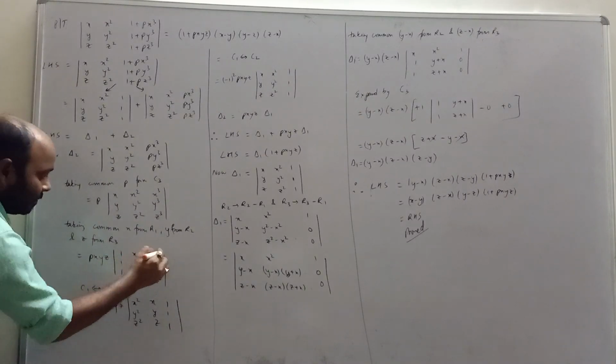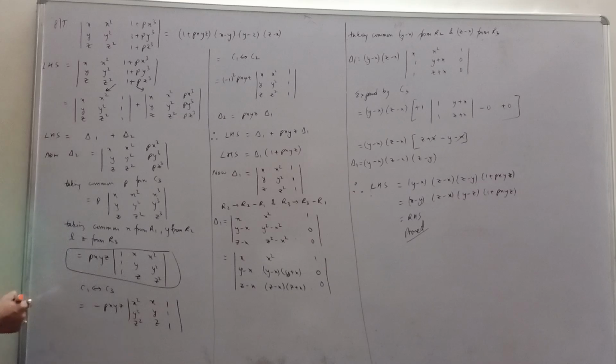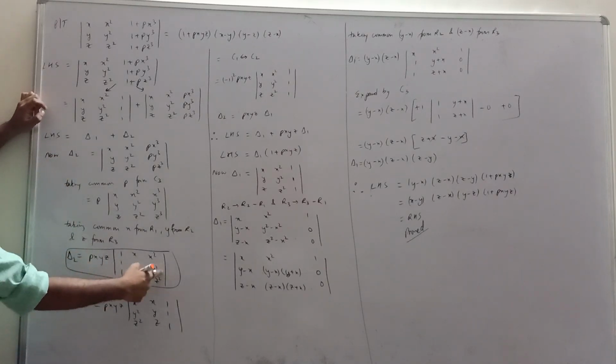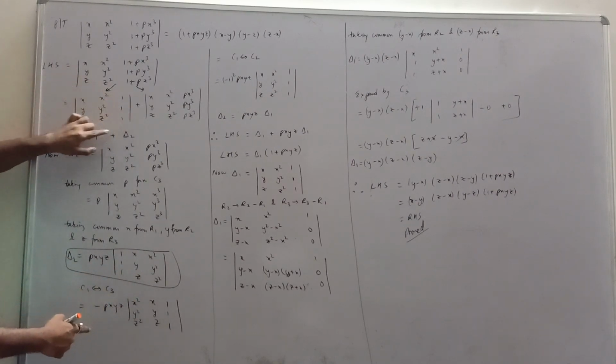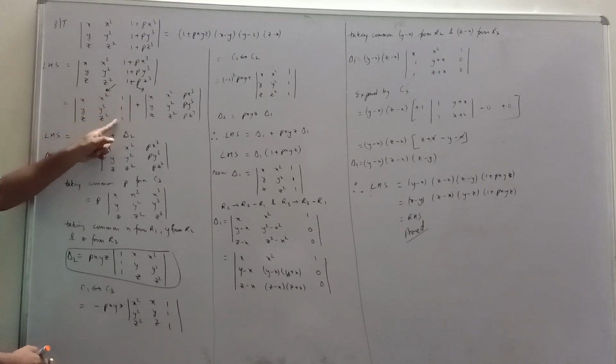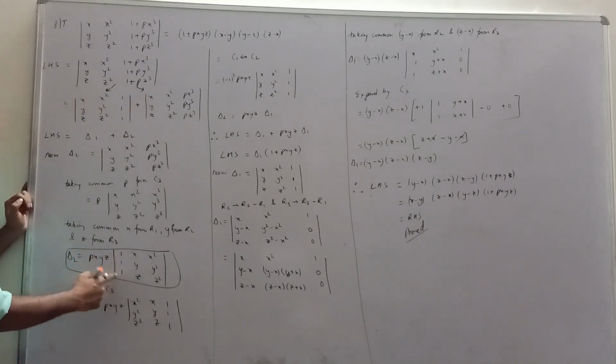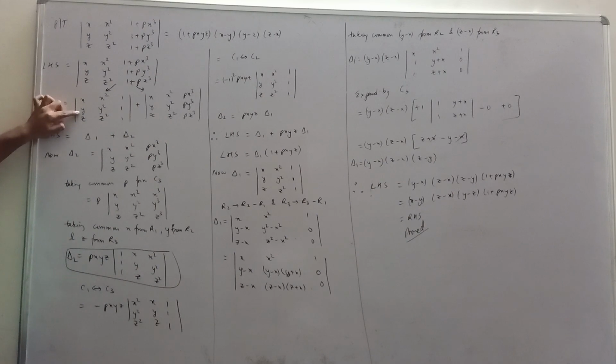Now see nicely the thing that I got here. This is what del 2 is, right? But see this one and see the del 1. Here in del 1, the third column has 1 1 1. Here the first column has 1 1 1. The first column has x y z.